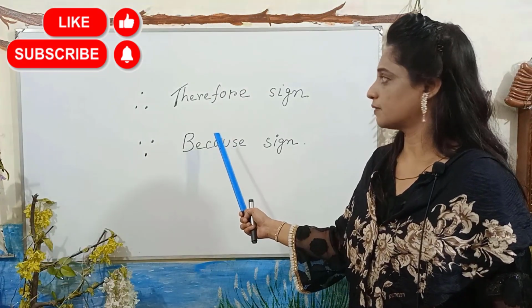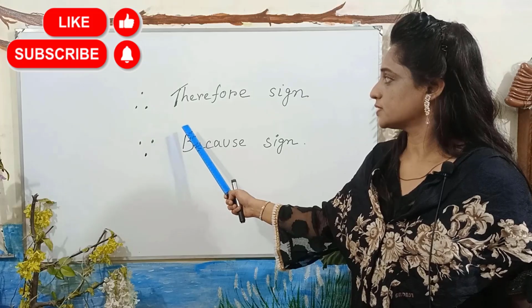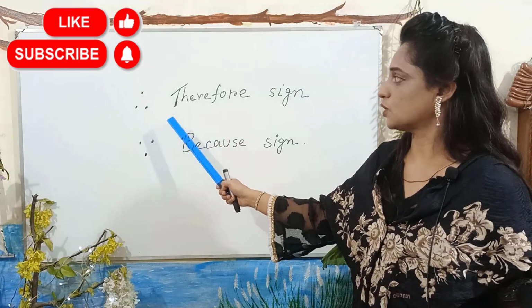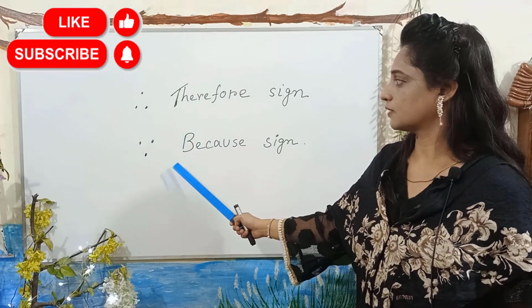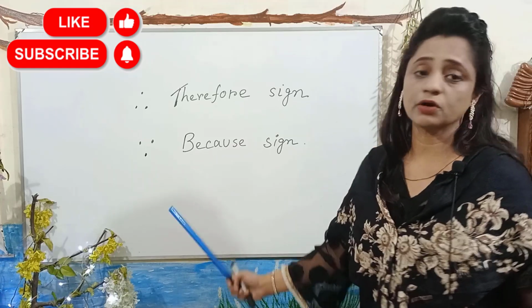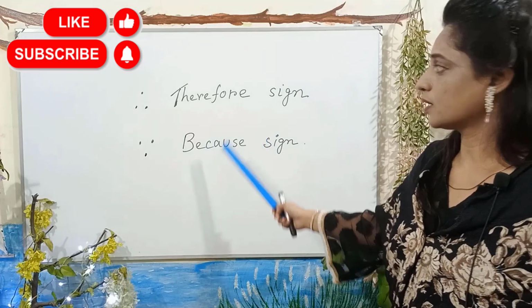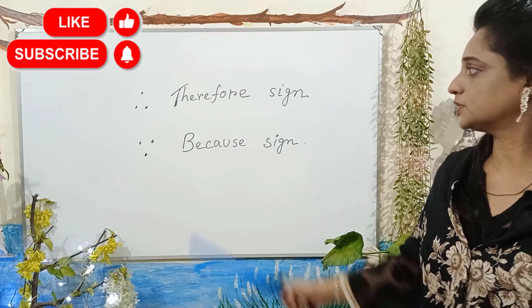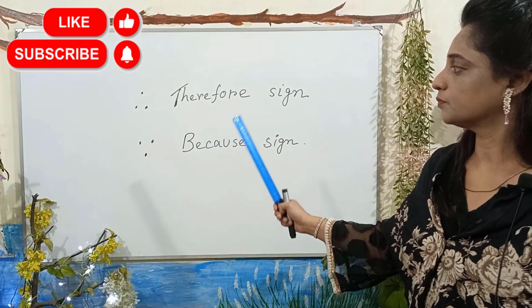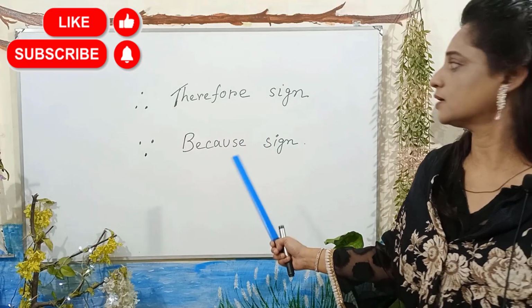These two symbols are very easy. First one is therefore sign, that is 3 dots, therefore sign, and the second one is because sign. Because, or you could say as. The two are quite different, but in both the cases 3 dots are used.